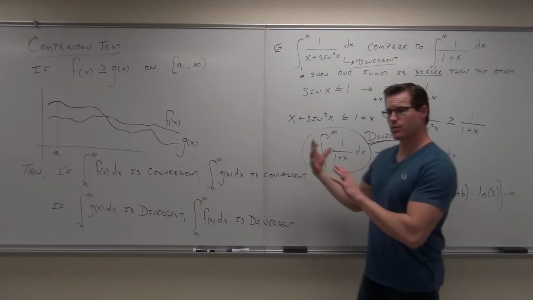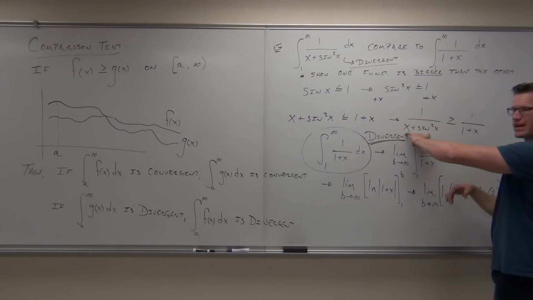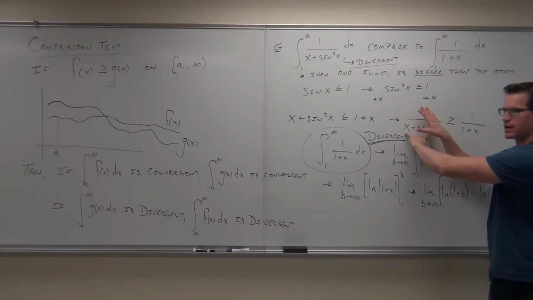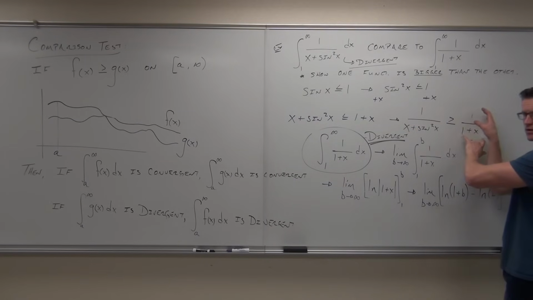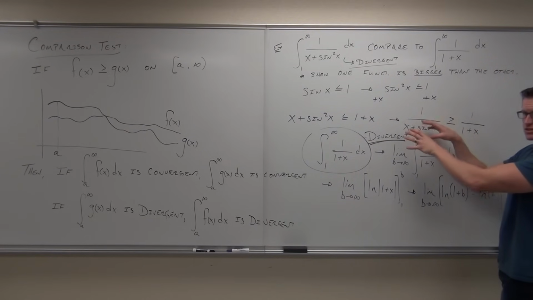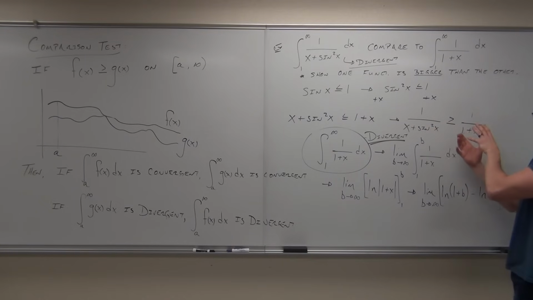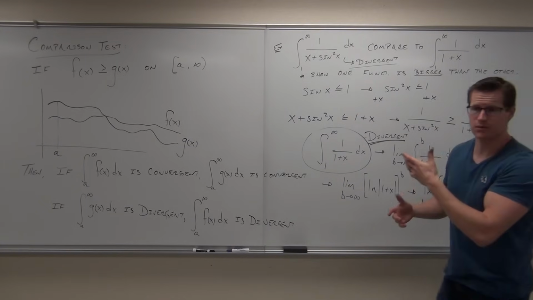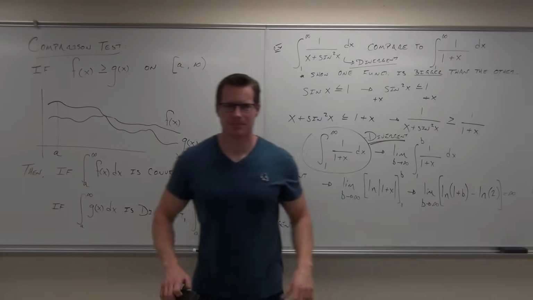So had we gone the other way, let's just pretend we were able to do this. Had this been convergent, it would tell you that this would be convergent, but it wouldn't tell you what that is. It'd say it's probably smaller than this area. So if this comes out to a number, you go, cool, it's probably smaller than that, but I don't know what it is. Make sense?